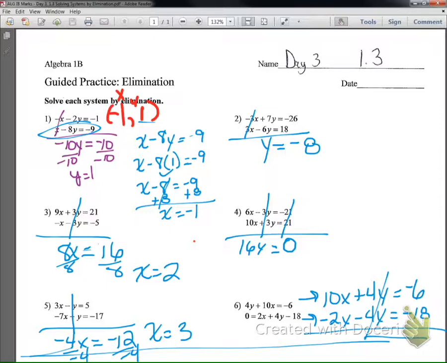Problem 6. We have a 10x and a negative 2x. That would equal then positive 6x is equal to negative 6 and negative 18. Can you do it? Go ahead and you try it and write it down.